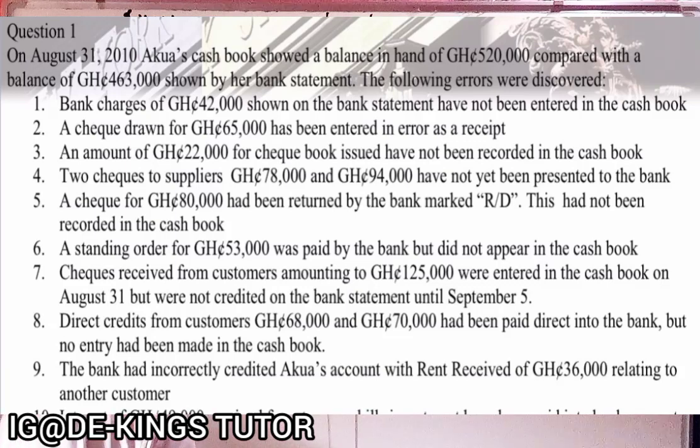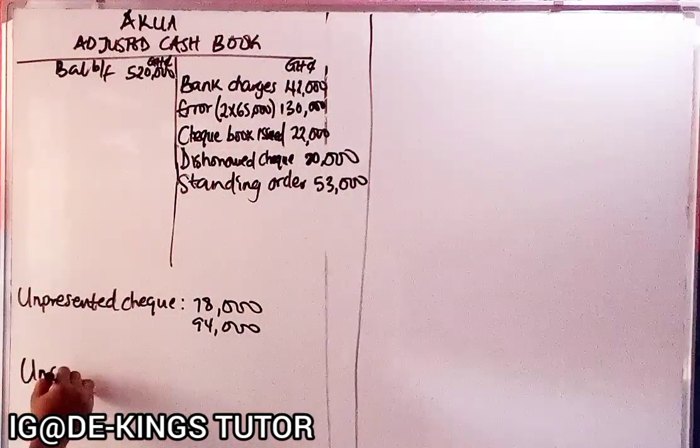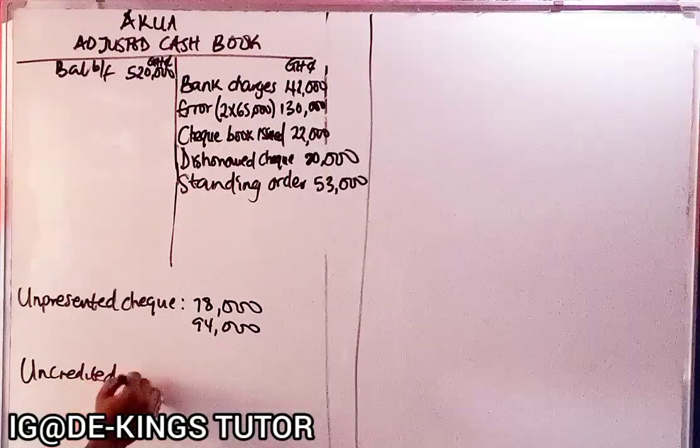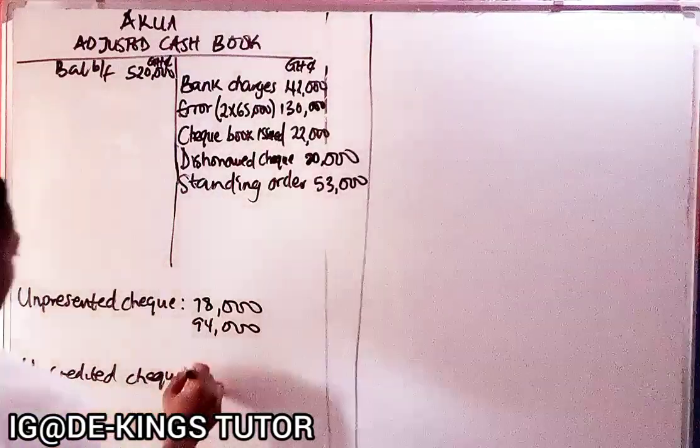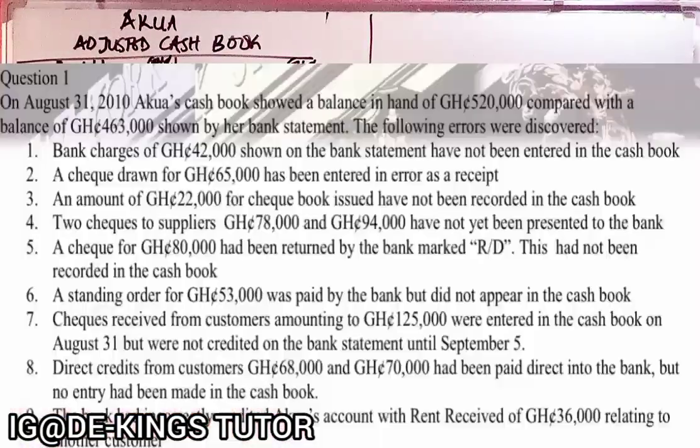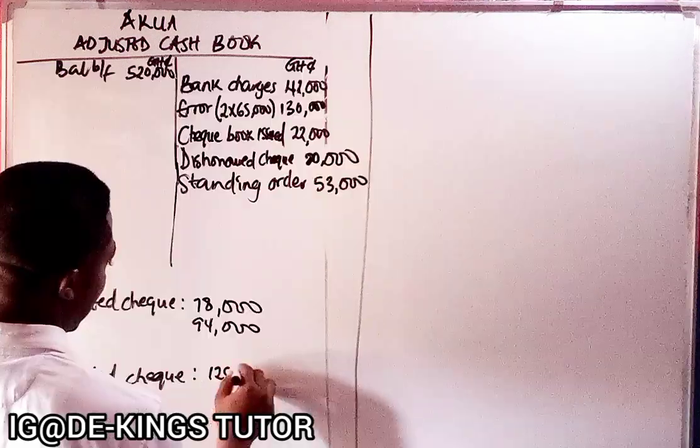Okay, so the next one: checks received from customers amounting to 125,000 Ghana cedis were entered in the cash book on August 31st, but were not credited on the bank statement on September 5. So that is what we call uncredited check. Okay, uncredited check. So uncredited check is how much? It's 125,000. Let's just note this down.